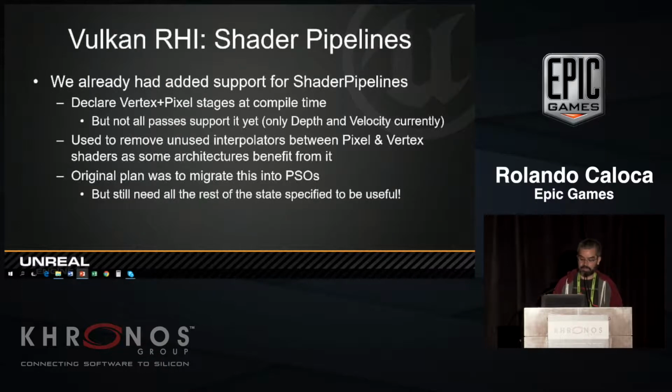So as a side note, we have shader pipelines already. This is basically defining at compile time the vertex and the pixel combination, but it's not done for all passes. It's only done for the depth and the velocity passes. We did this because it allows us, at shader compile time, to have both the vertex and the pixel shader and remove the unused interpolators, as this is very useful on some architectures that have these bottlenecks. So our original plan was to take shader pipelines and grow those into PSOs. But we still need to know all the rest of the state. For example, the render target formats, the vertex layout, things like that.